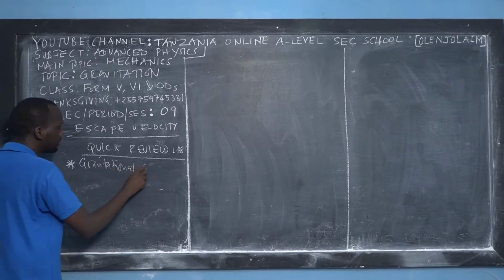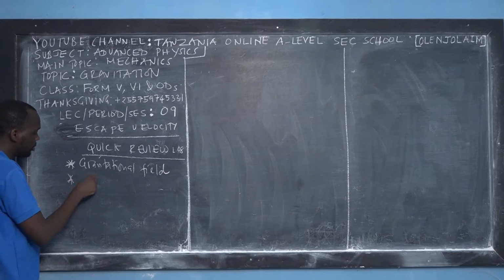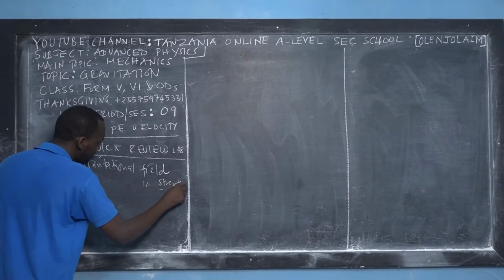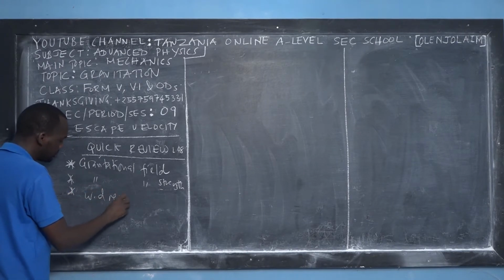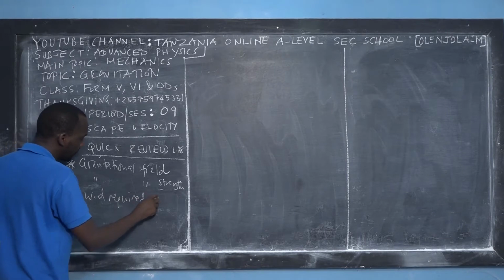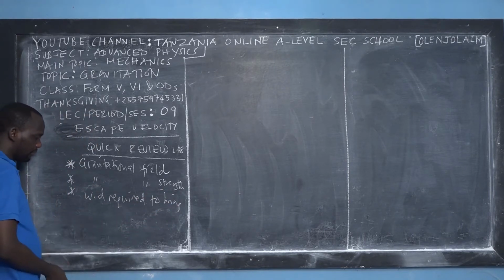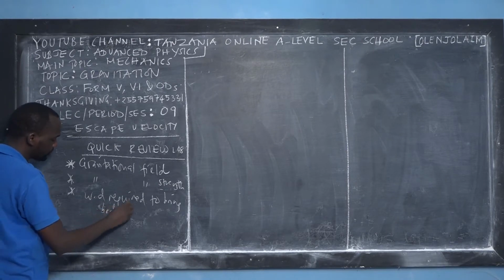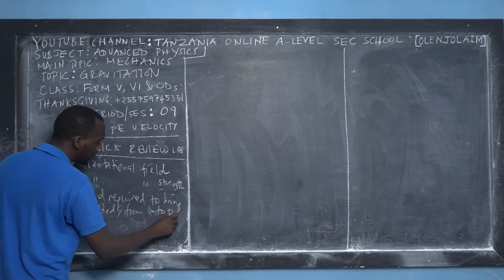I taught you about the gravitational field. And as I taught you, another concept that we call the gravitational field strength, and this is a vector quantity. Again, I told you about the work done required to bring the satellites from infinity, or a body, to bring a body from infinity to the point, meaning to R.